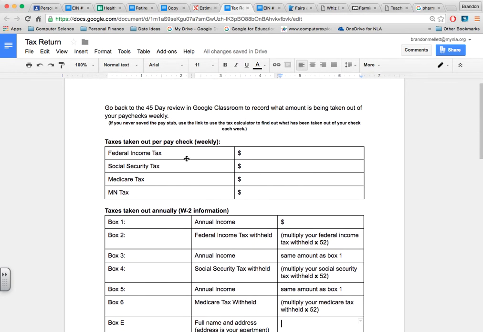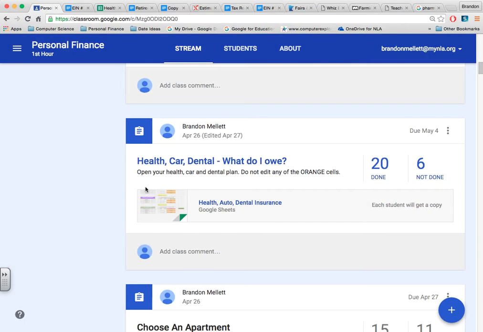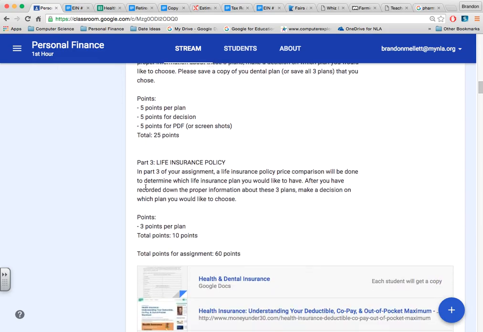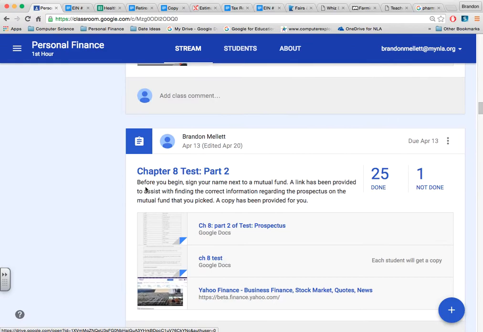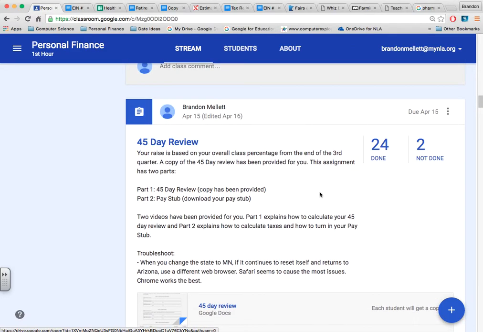So let's figure out first how much taxes have been taken out per week. Now we did this when we did our 45-day review. And when we did our 45-day review, there was a document on there that gave us our information for our federal income, Social Security, Medicare, and Minnesota tax. So if we went back to that one right now, it was posted on April 15th. We could go back, see if we can find it here, and here it is.